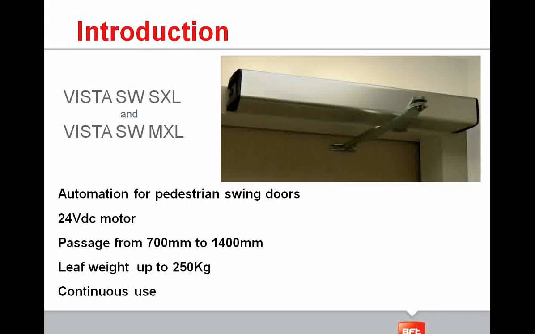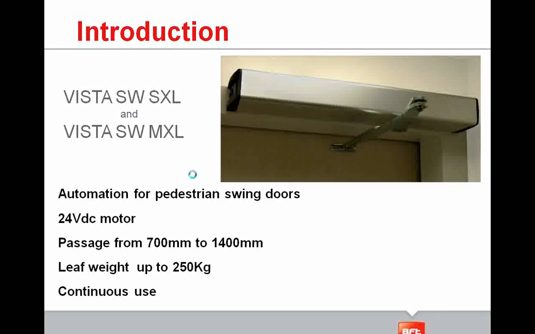So now I speak about Vista Swing. Vista Swing is an automation for pedestrian swing doors. It is possible to take it in 2 configurations, Vista XXL and Vista MXL. Then I will speak about the difference between these 2. This one also uses the 24-volt motor. The unit passage is from 70 centimeters to 1 meter 40, and the leaf weight is up to 200 kg.